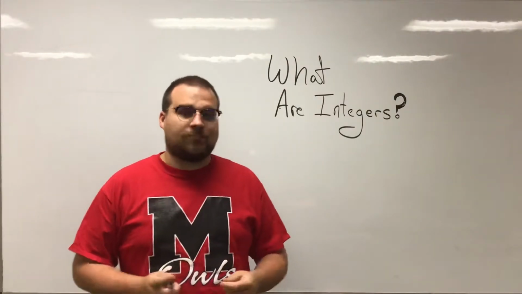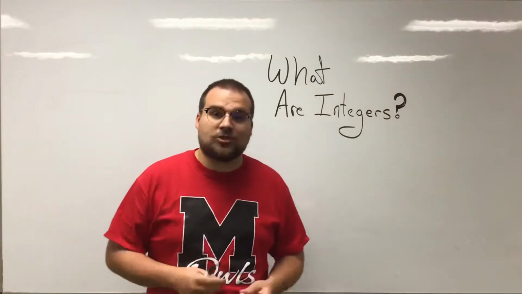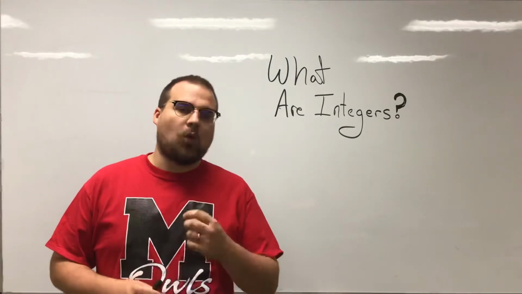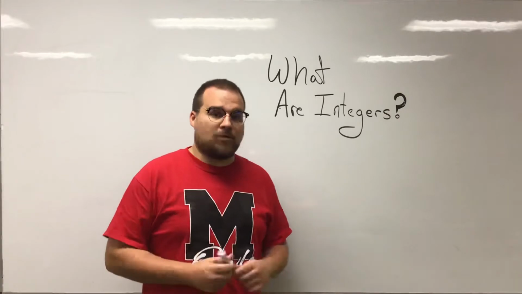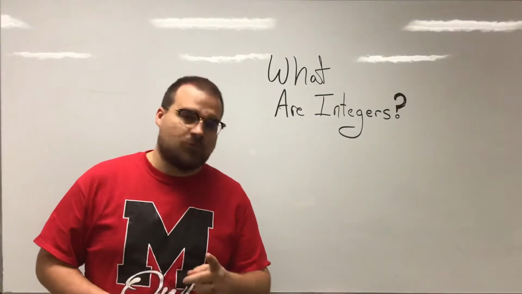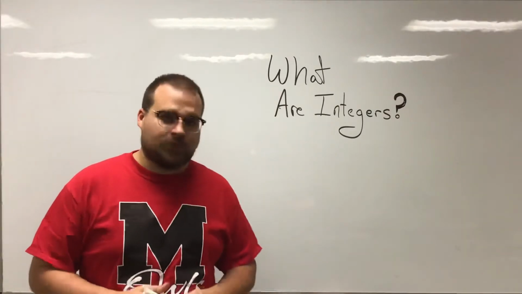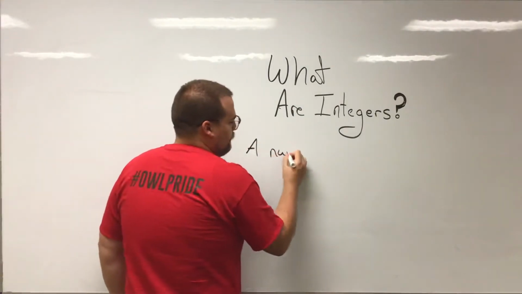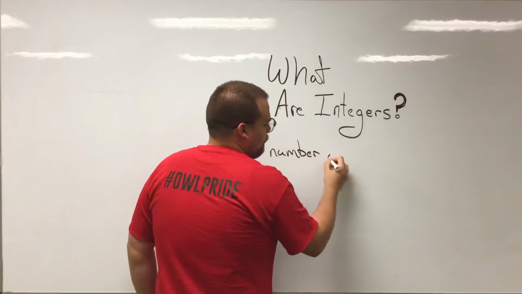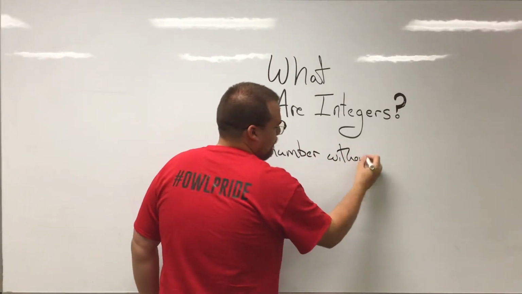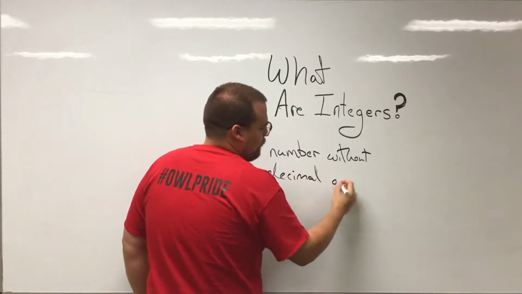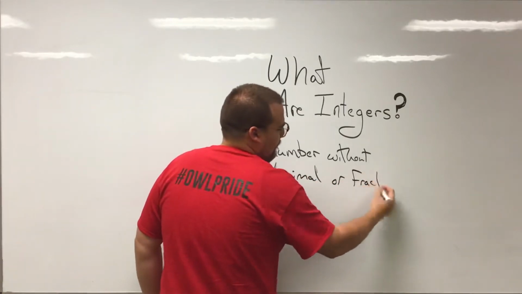So an integer, in simplest terms, is what you would probably think of as a whole number. A number without decimals or fraction components. So I'm going to write that down here. A number without decimals or fraction parts.